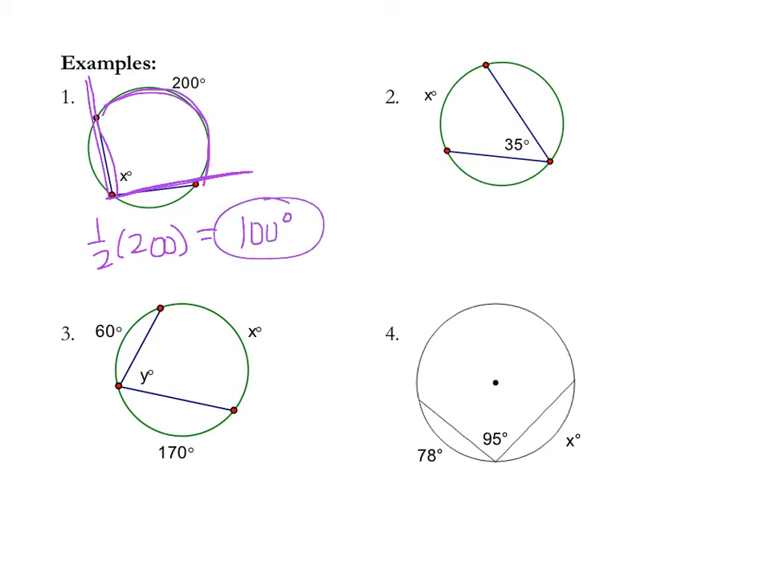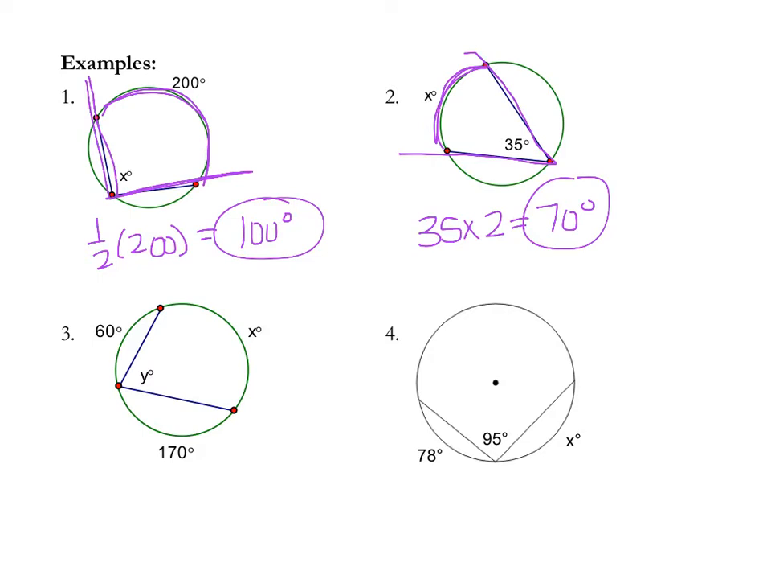Then number 2, we're going the other way. We know the angle already. We're trying to find the arc. The arc is always the bigger thing, so to find it, we have to make it bigger. So we're going to double 35, and the arc would be 70 degrees.